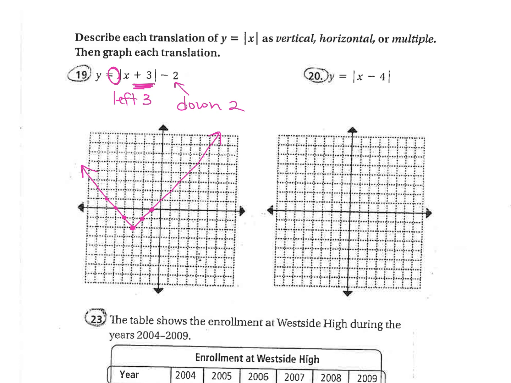If you have the absolute value symbols, will those always be a V? Always a V. Yep. This is always a V.